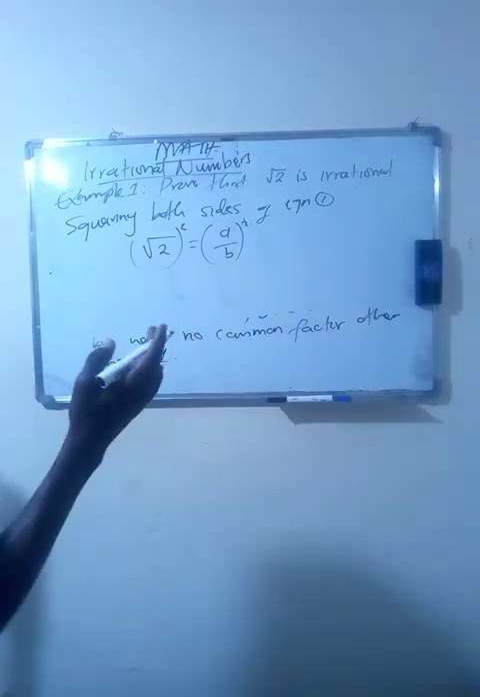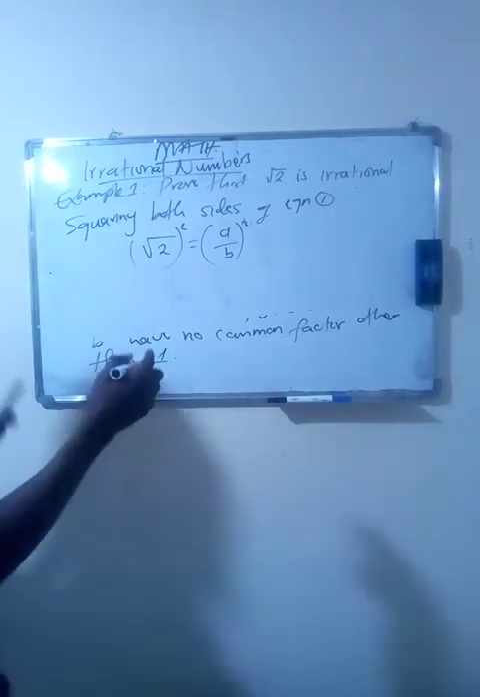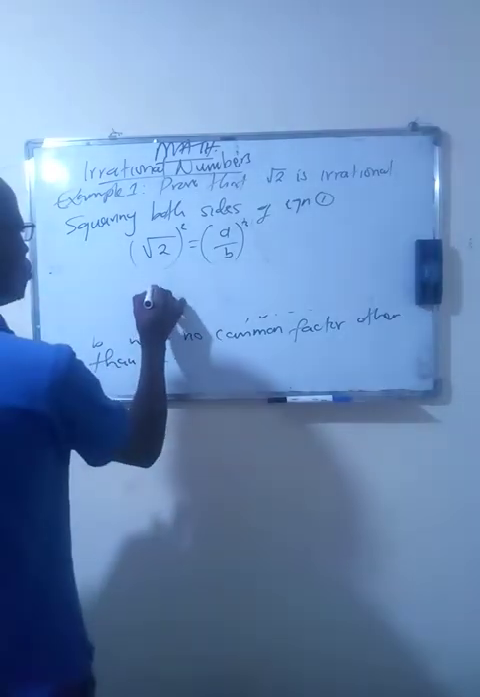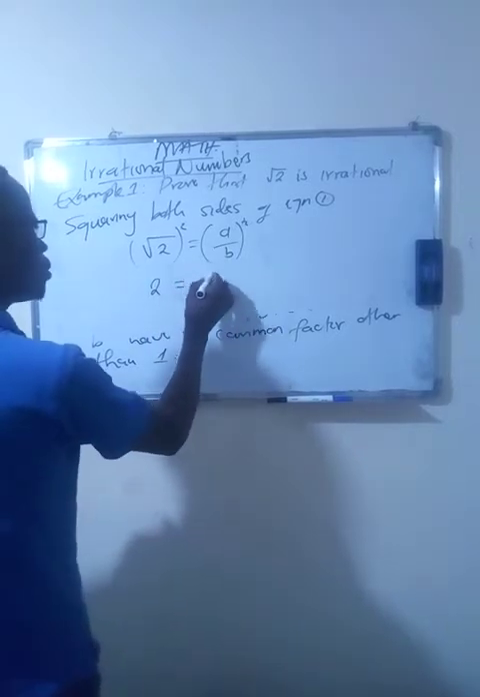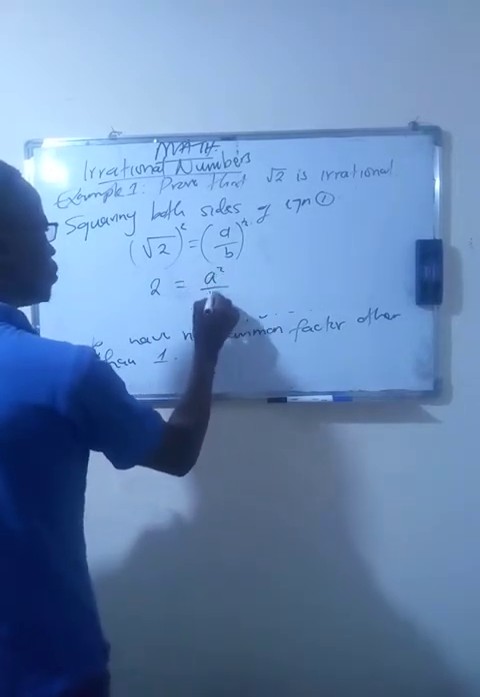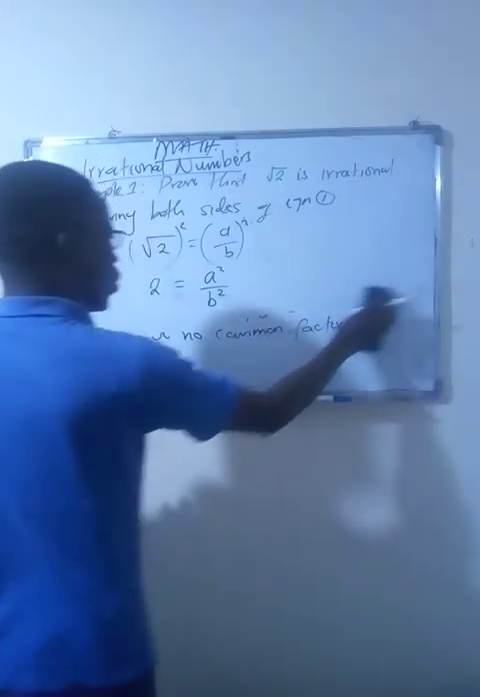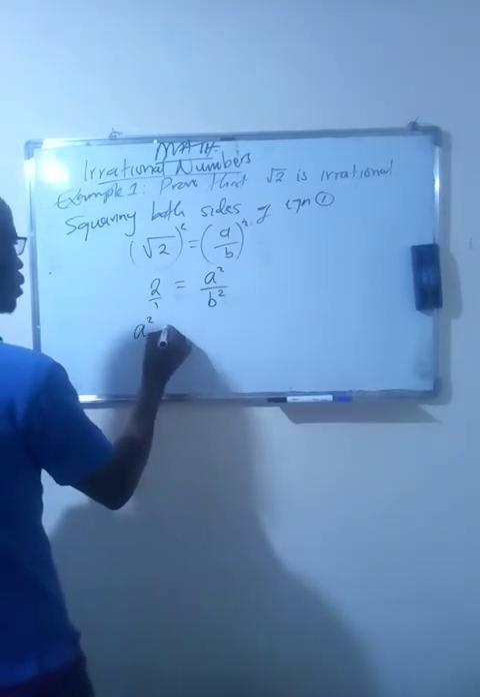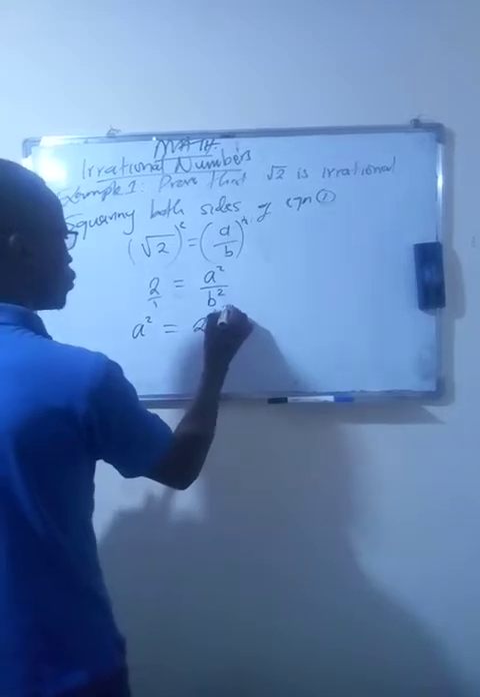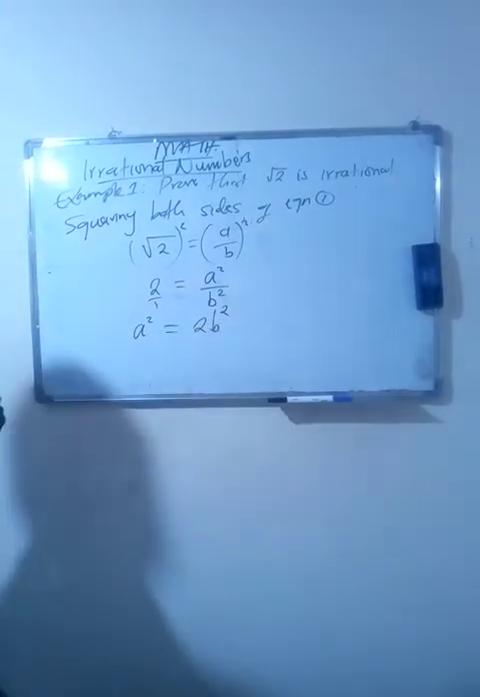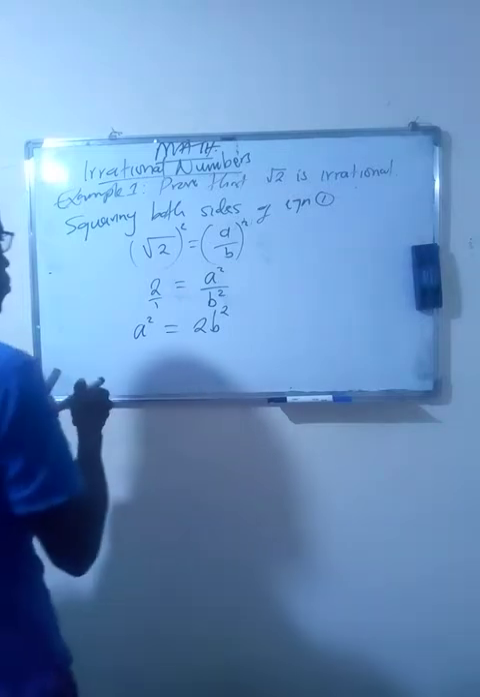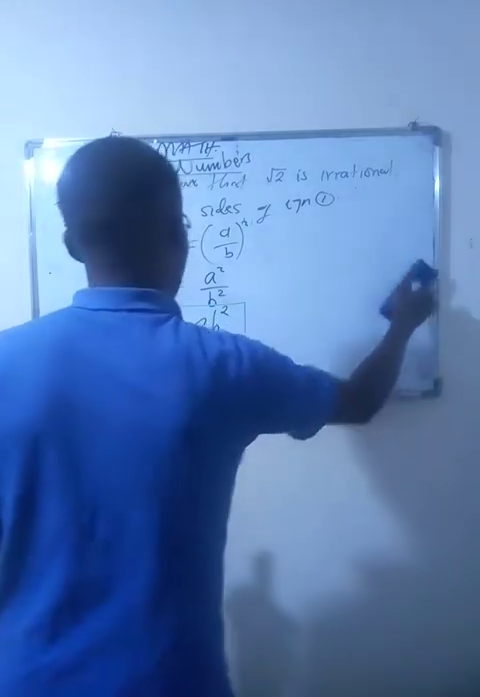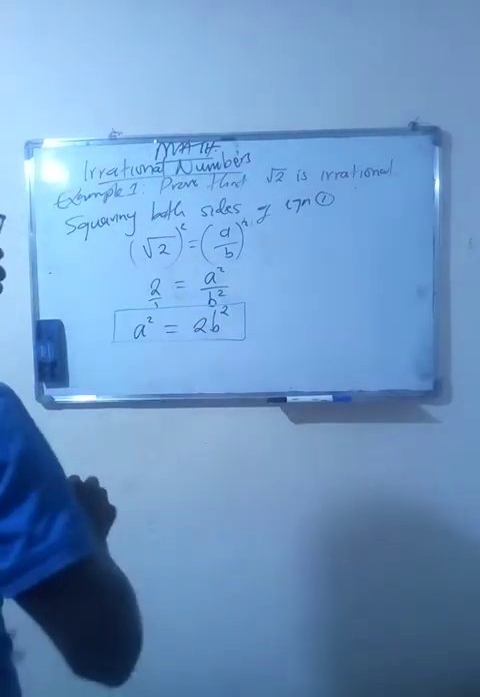Because we want to make a the subject of the formula. These are the little calculations that are there when you're dealing with such an equation. So this is going to be 2 is equal to a squared divided by b squared. And then we cross multiply. We're going to have a squared is equal to 2b squared. Now this little equation that we've come up with is very, very important.